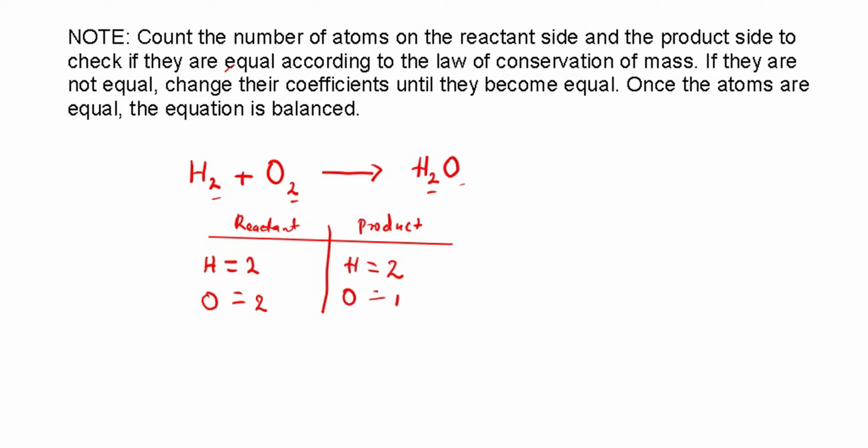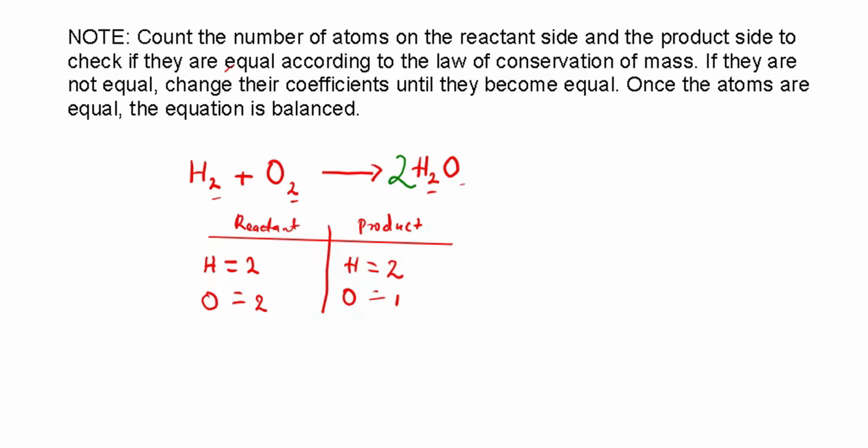So when you check that now, you will see that our hydrogen is balanced. The number of atoms of hydrogen both in the reactant side and in the product side are equal. But oxygen is not equal. So what do we do? We change the coefficient. Remember, I always tell you, only change the coefficient. Now let's make oxygen the same, both in the reactant side and the product side. Let's add coefficient 2 in the product side.